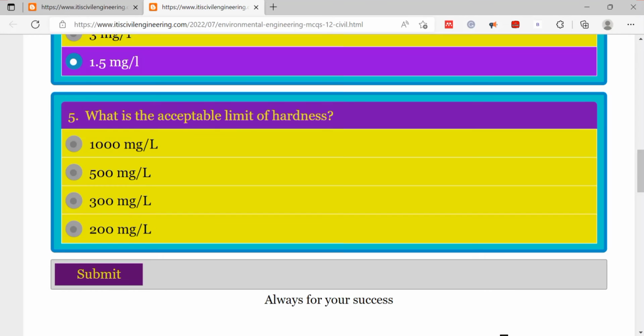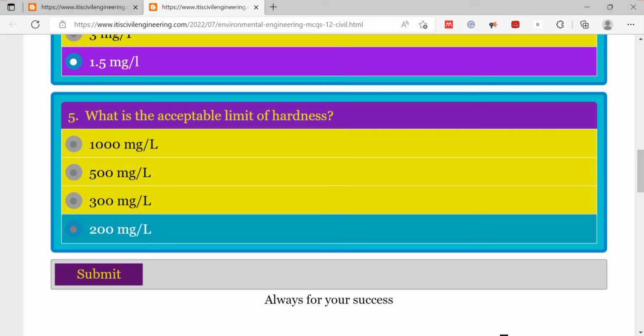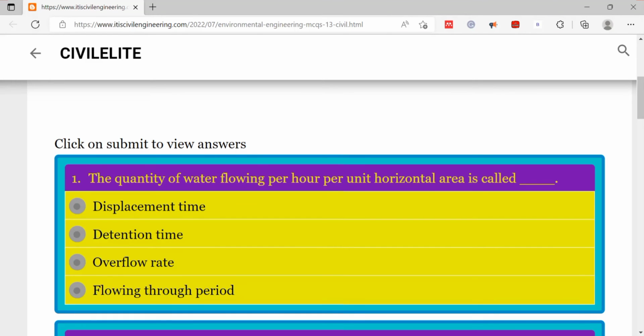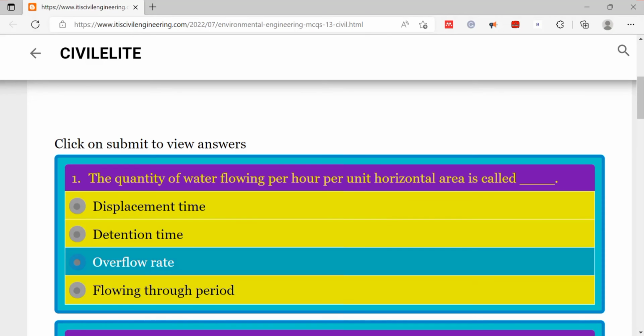What is the acceptable limit of hardness? So hardness can't be more than 200 milligram per liter. The quantity of water flowing per hour per unit horizontal area is known as dash, that is the volume upon area into time, which we call the overflow rate.